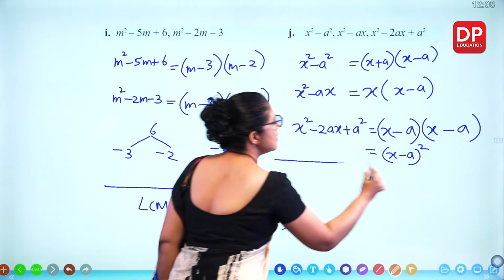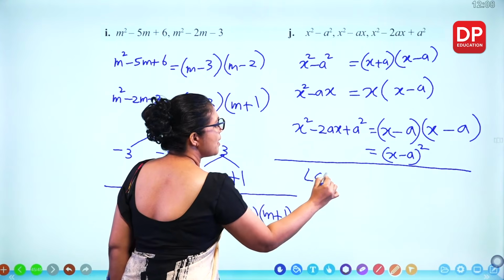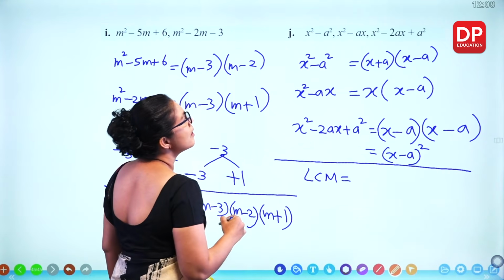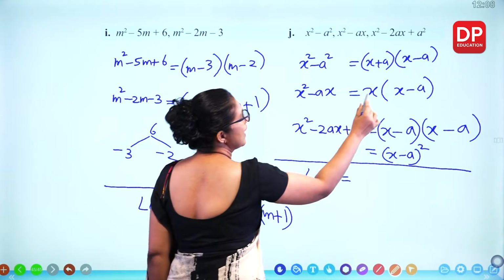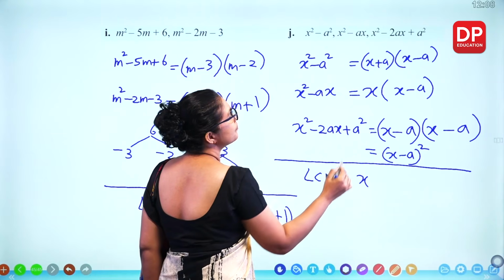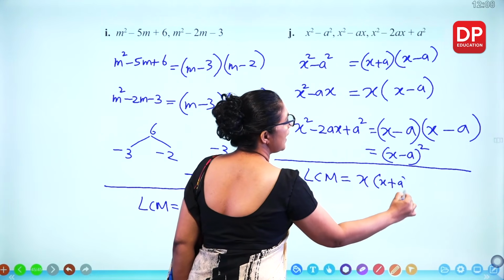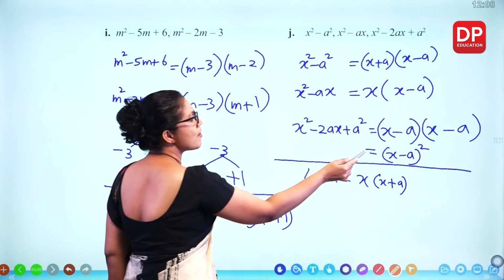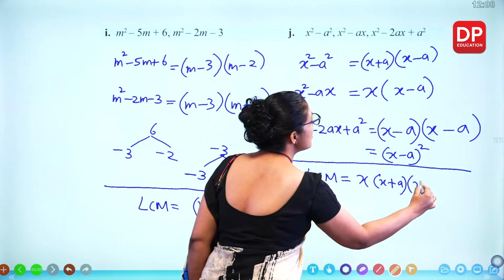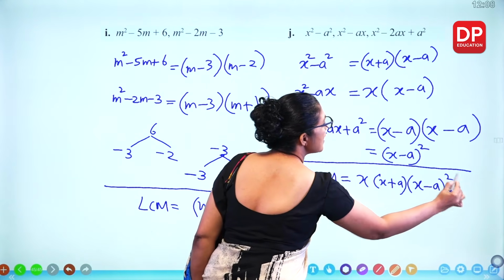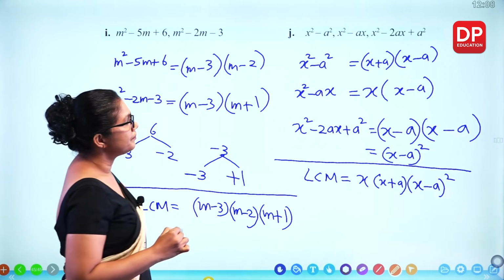So what's the least common multiple? You get the x term, x plus a, and what's the highest power of x minus a? You get x minus a squared.